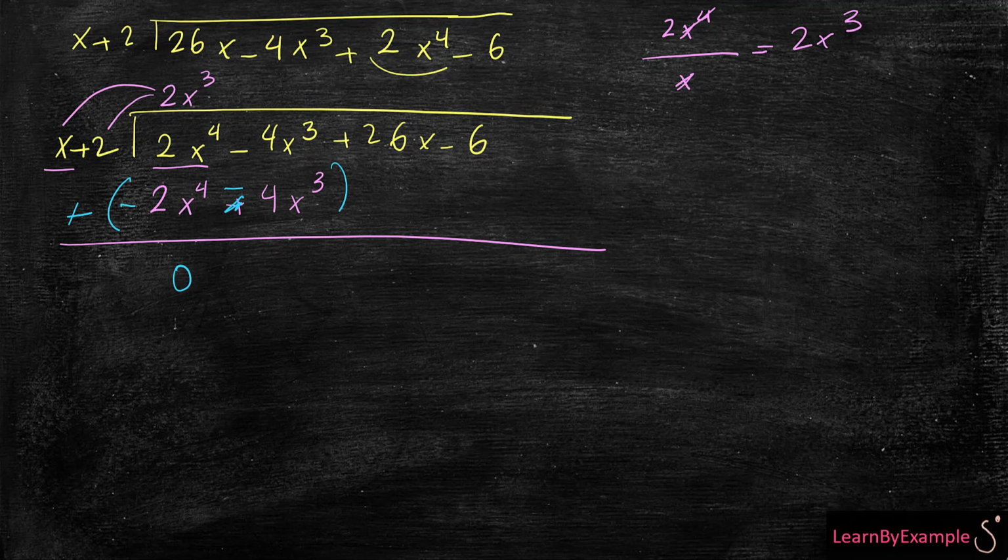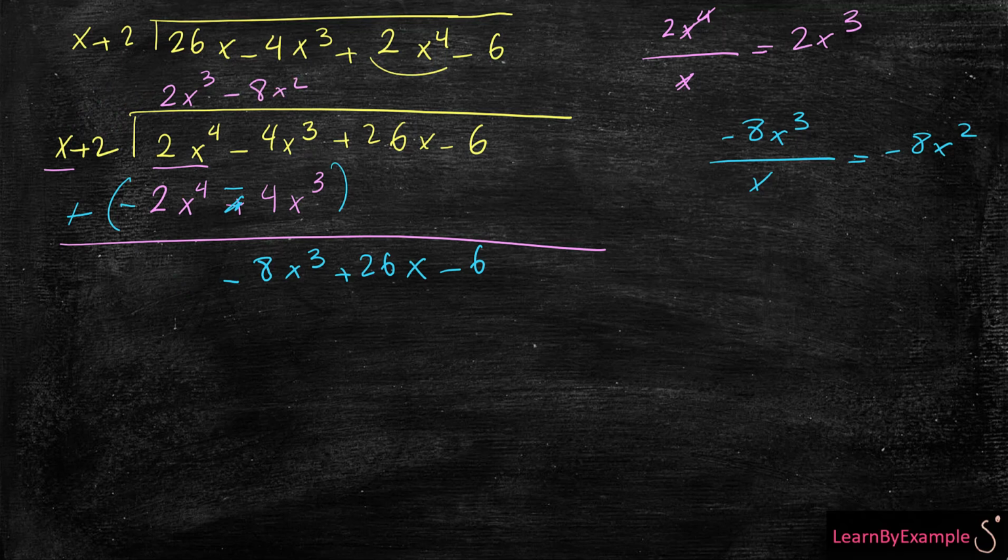And then take a look at here. They actually are going to add up. So negative 4x cubed minus 4x cubed is just negative 8x cubed, plus 26x minus 6. Now I have negative 8x cubed divided by x, which is negative 8x squared. I'm going to get rid of the 0, so I will write negative 8x squared here.